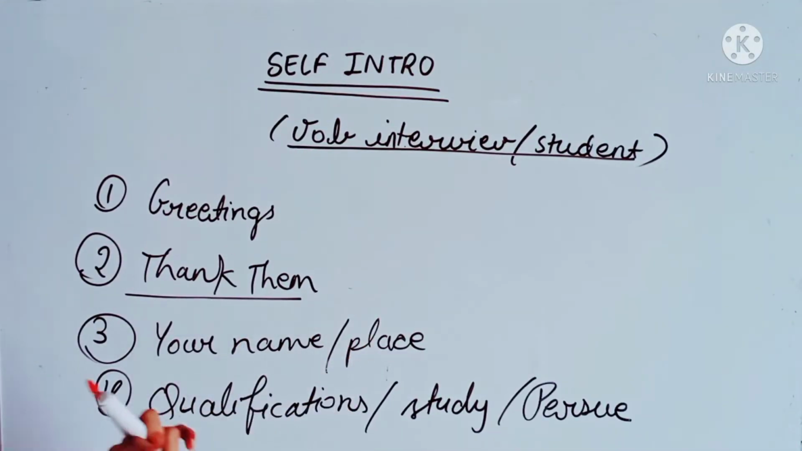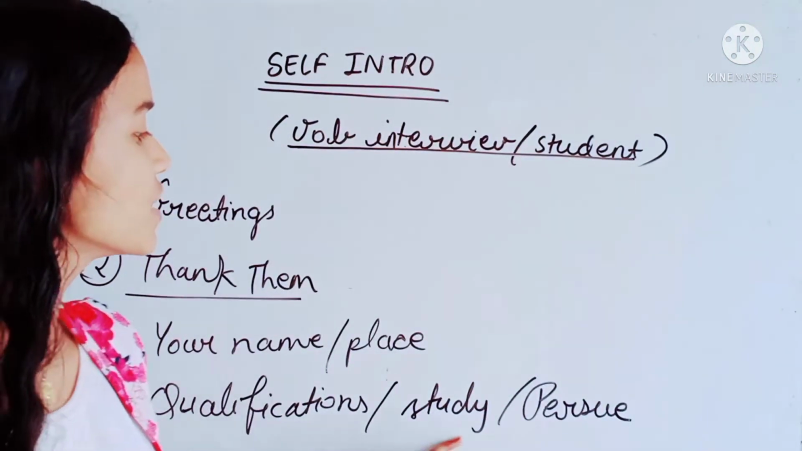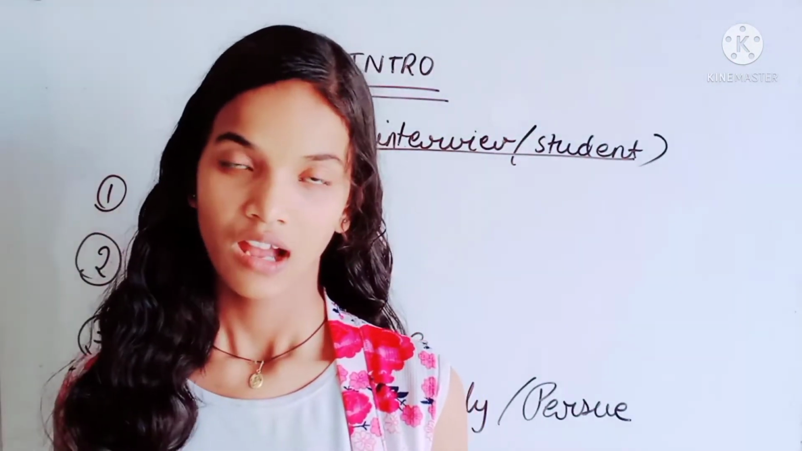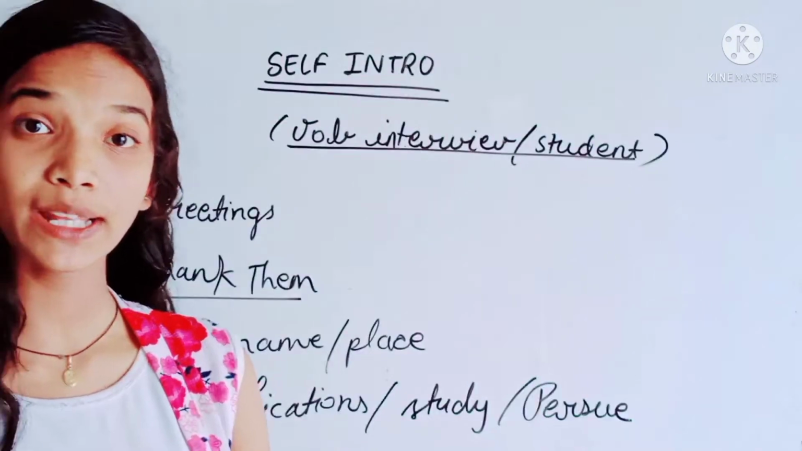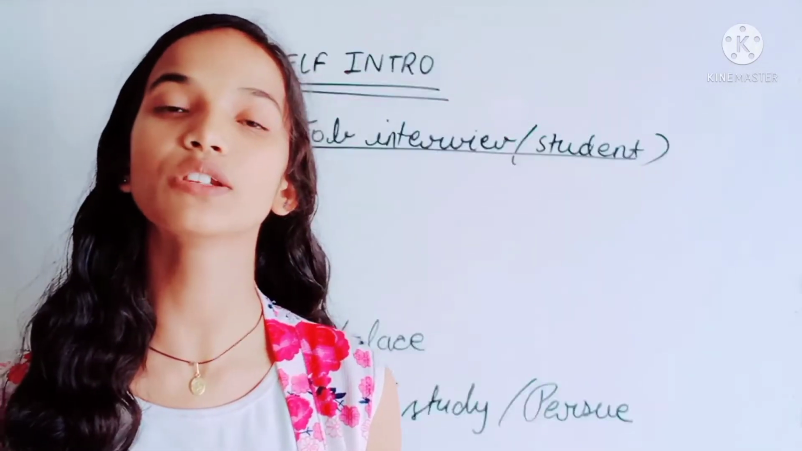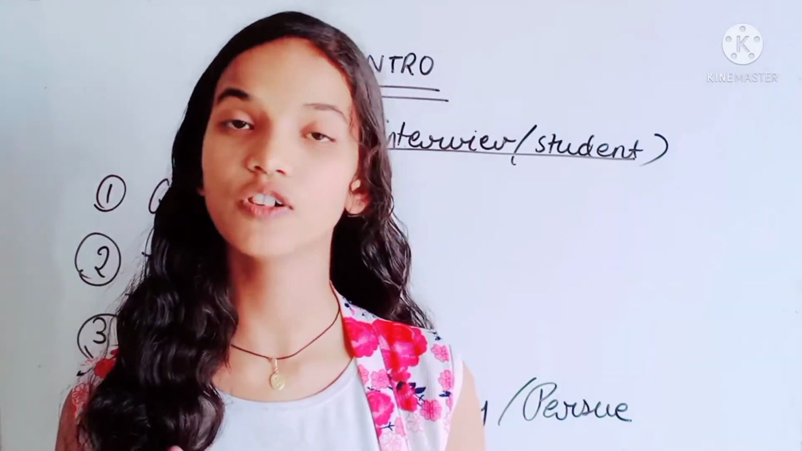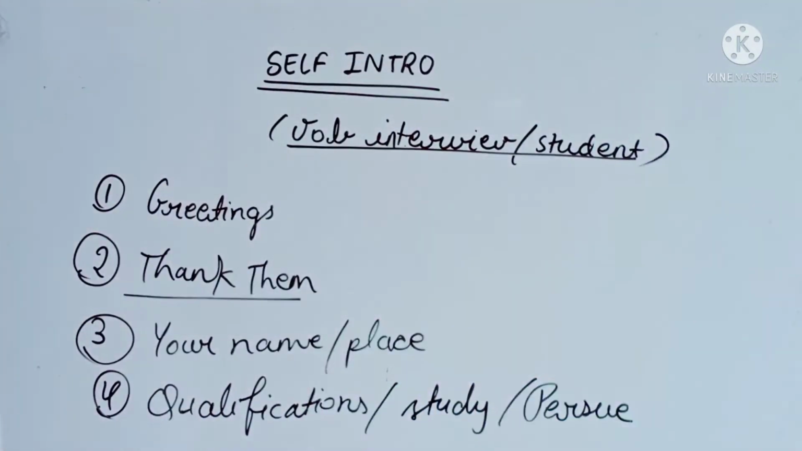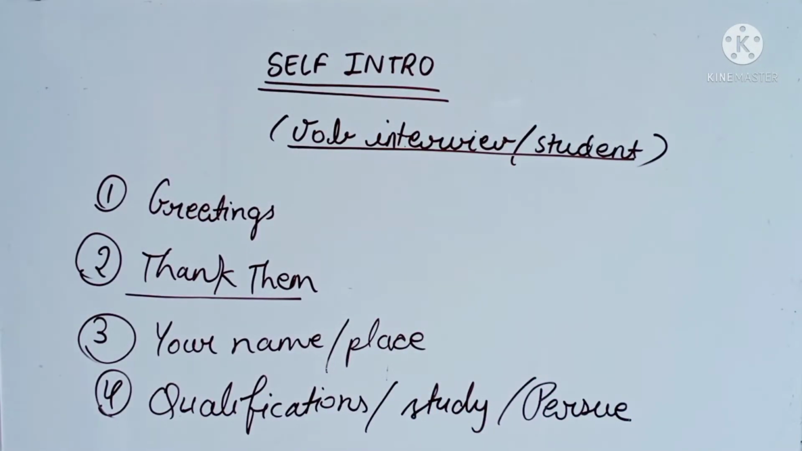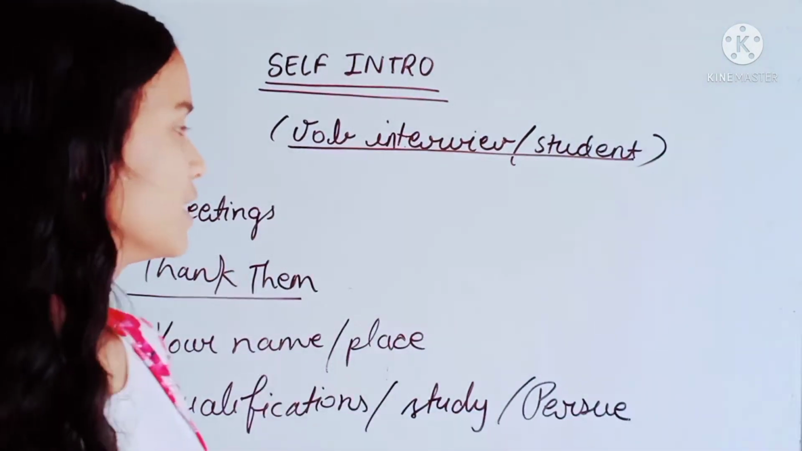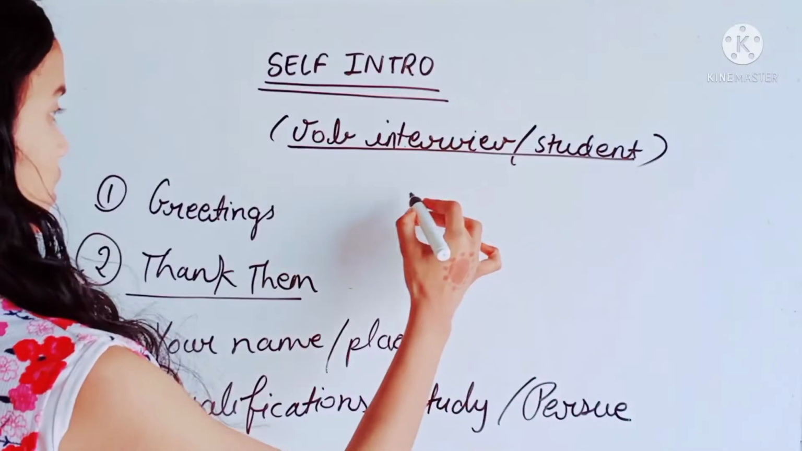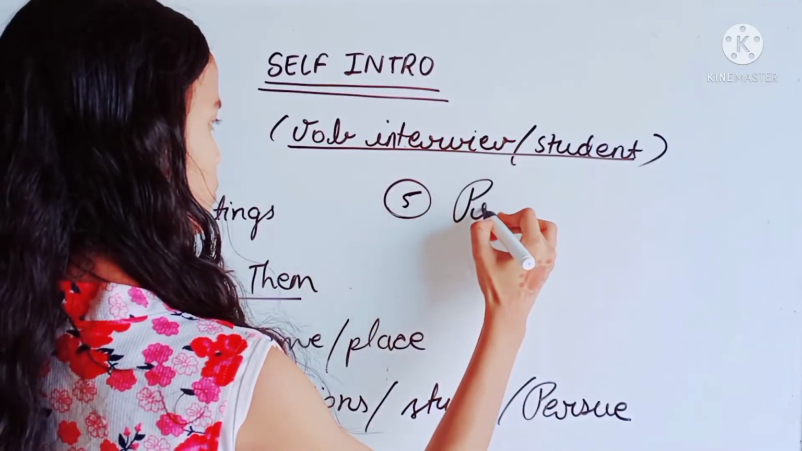Then your name and place is important. Then your class qualification, study and pursue, you can also use there. And after that you have to tell them about your profession. If you are doing something, for example, I am a doctor and I work in whatever the hospital name is, or I am a teacher, I teach in whatever the school is. So you can also use it like that. Means your profession. It is optional. If you are not doing anything, then no need to use this.